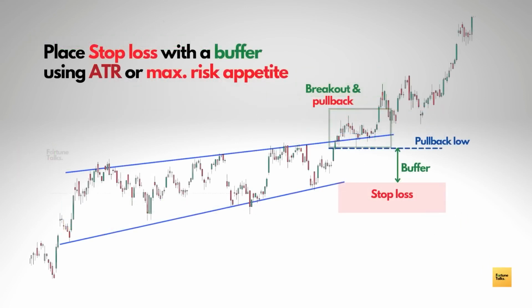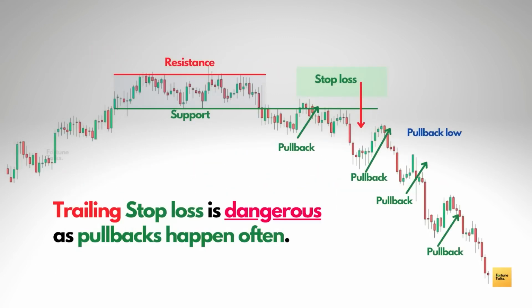Now, talking about the stop losses, you have to place the stop loss below the pullback low in case of a breakout on the upside, and make sure to add a suitable buffer based on your risk potential, or you can even use the ATR indicator to do the same. It is always better to stay cautious as to not move your stop loss to break even, because this is a very dangerous and unprofitable thing to do.